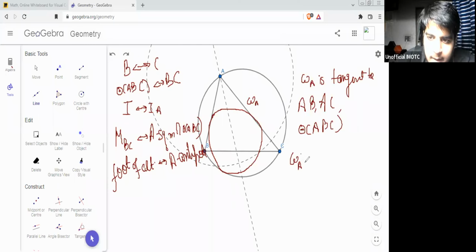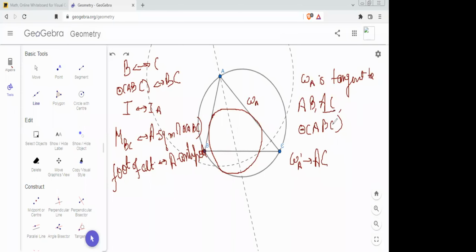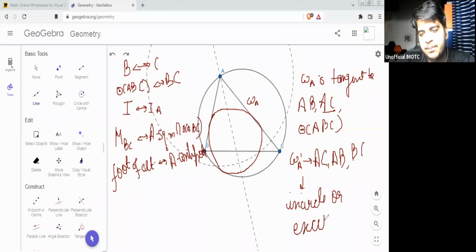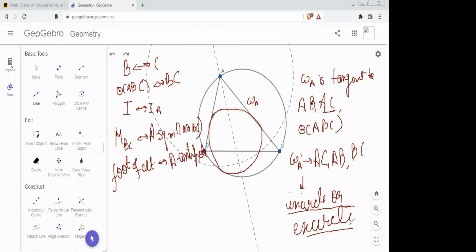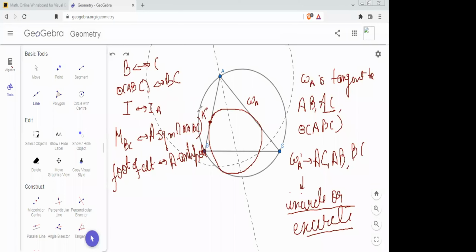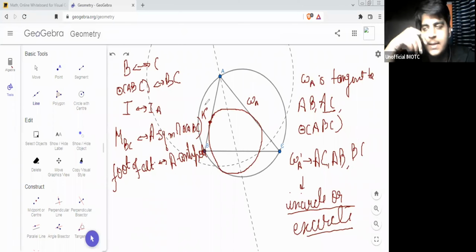So, the image of omega A will be tangent to what three things? Since it's tangent to AB, it should be tangent to AC. AB, AC, and BC. Which means it can be either the in circle or the X circle, right? Yes. Nice. Now, if you see this intersection point, let's call it K, the X circle would go to itself, right?